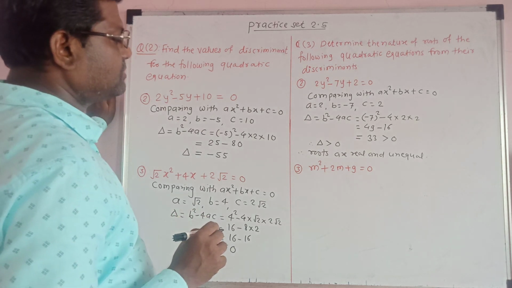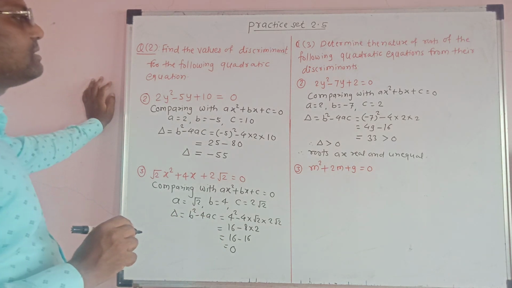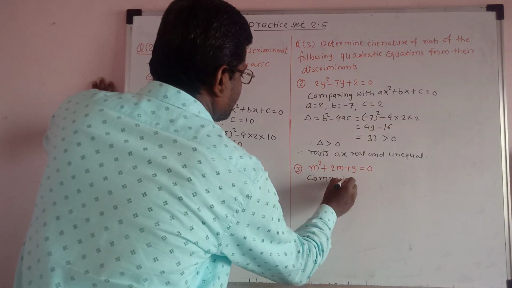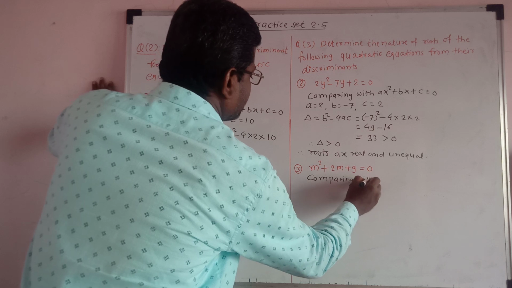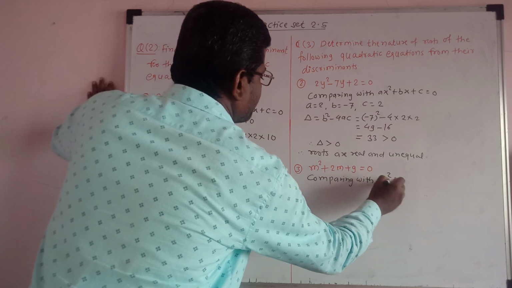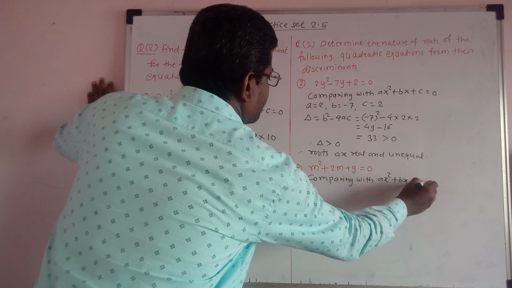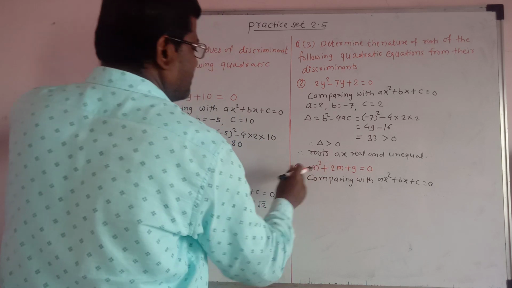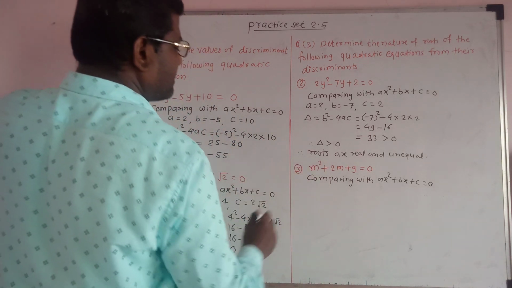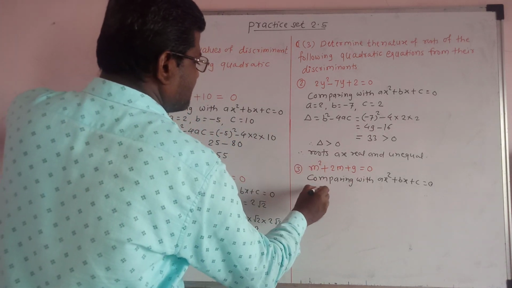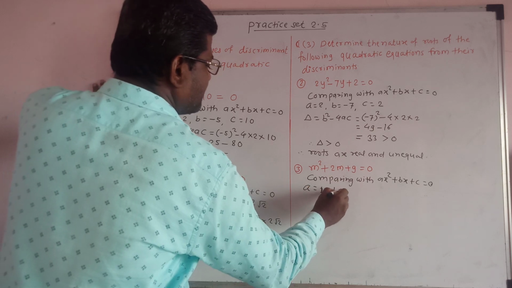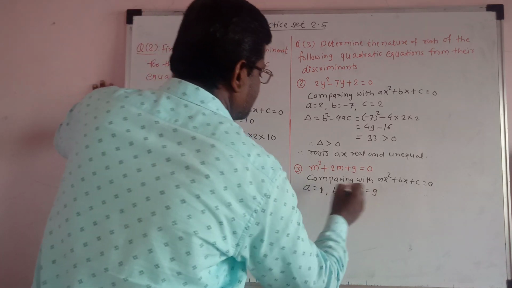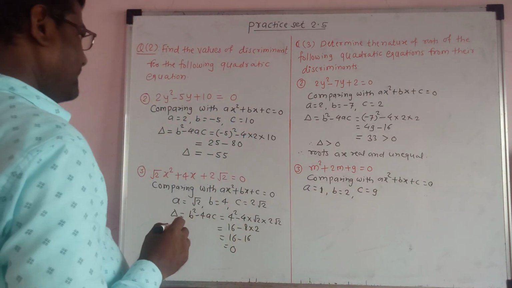Now example number 3. m square plus 2m plus 9 is equal to 0. Comparing with ax square plus bx plus c is equal to 0, we get a is equal to 1, the coefficient of m square is 1. Now b is equal to 2 and c is a constant term, c is equal to 9.